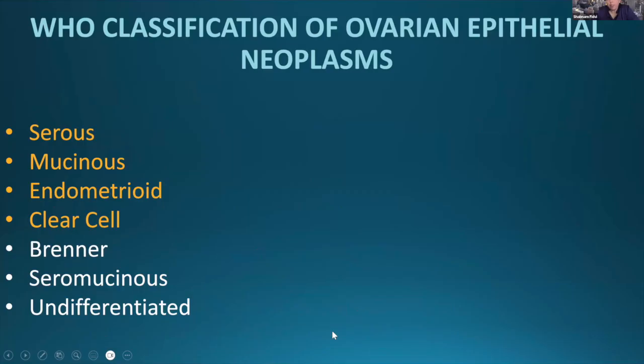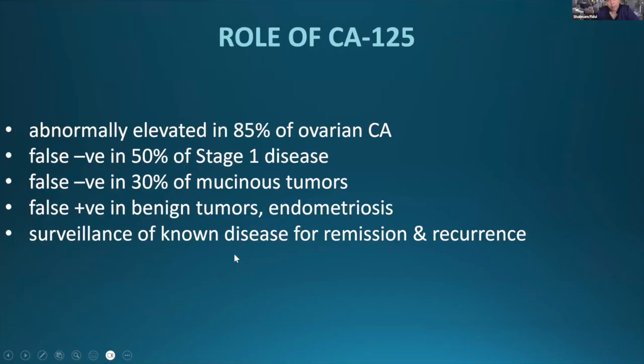This is the WHO classification of ovarian epithelial neoplasm. So the 4 categories that I'll be discussing are serous, mucinous, endometrioid, and clear cell. I will not be discussing Brenner or seromucinous and undifferentiated cancers.